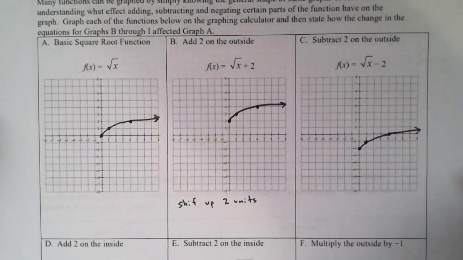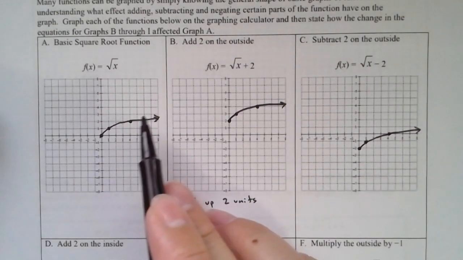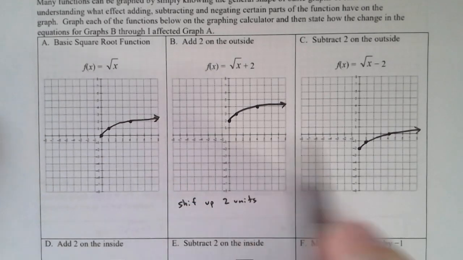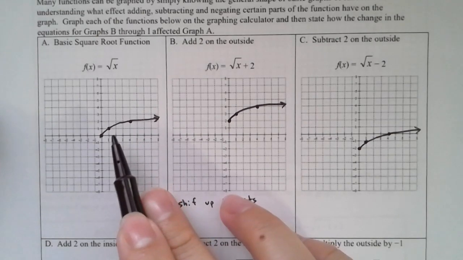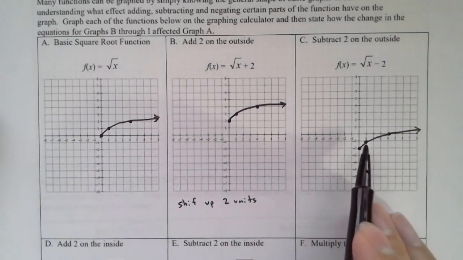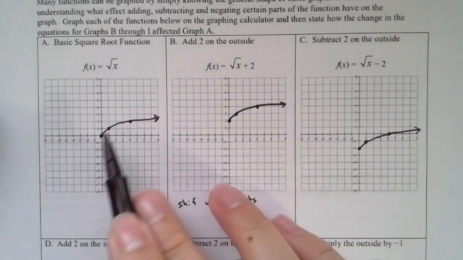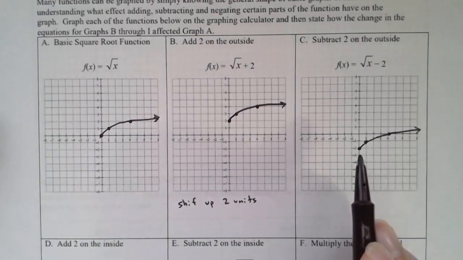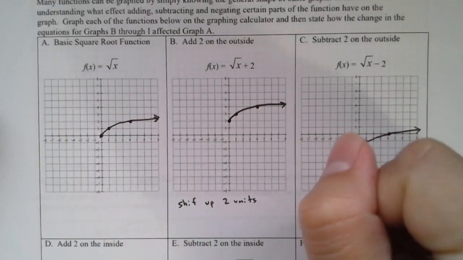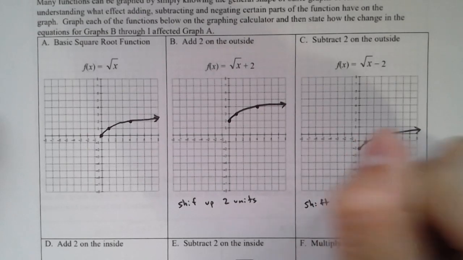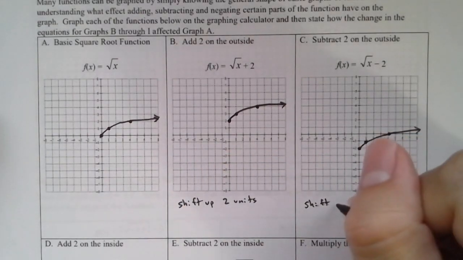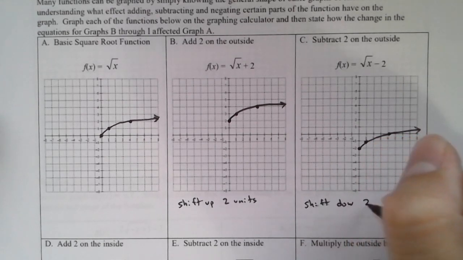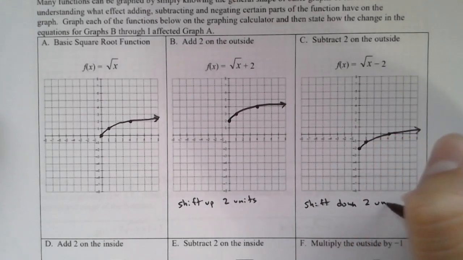Okay, and if you compare this to the original, look at the points. They shift down 2 units. This point here shifts down 2 units. And then finally the origin here shifts down 2 units. Okay, so I'm going to go a little bit faster from here. Whoops, I misspelled shift there in the second one. Shift down 2 units.